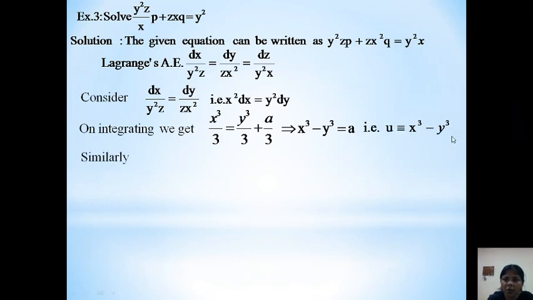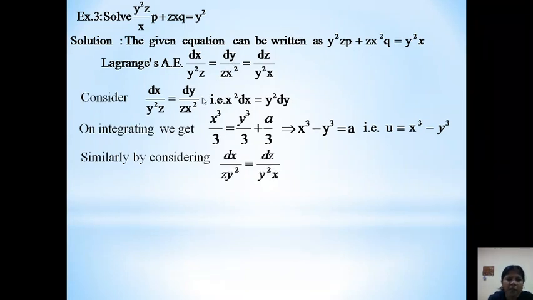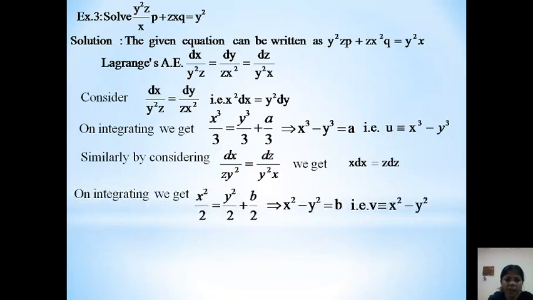U is x cube minus y cube. Similarly, now is there any possibility of considering second and third fraction? So the answer is no, because even if the variable x gets cancelled, it does not get cancelled completely, so I cannot consider second and third fraction. So I'll have the option of considering the first and third fraction. Here y square will get cancelled completely, x and z, rearrange the term, integrate and get the answer.